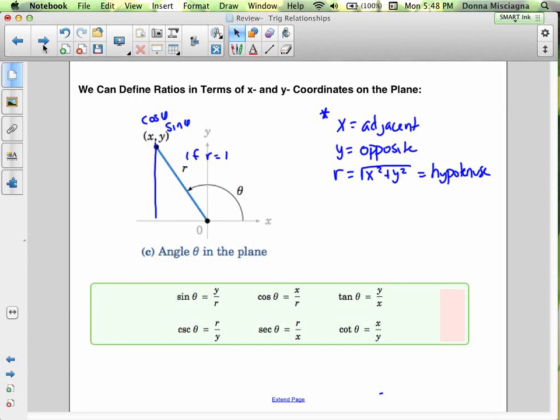Oops, we have this page twice for some reason. Sometimes they just duplicate themselves.